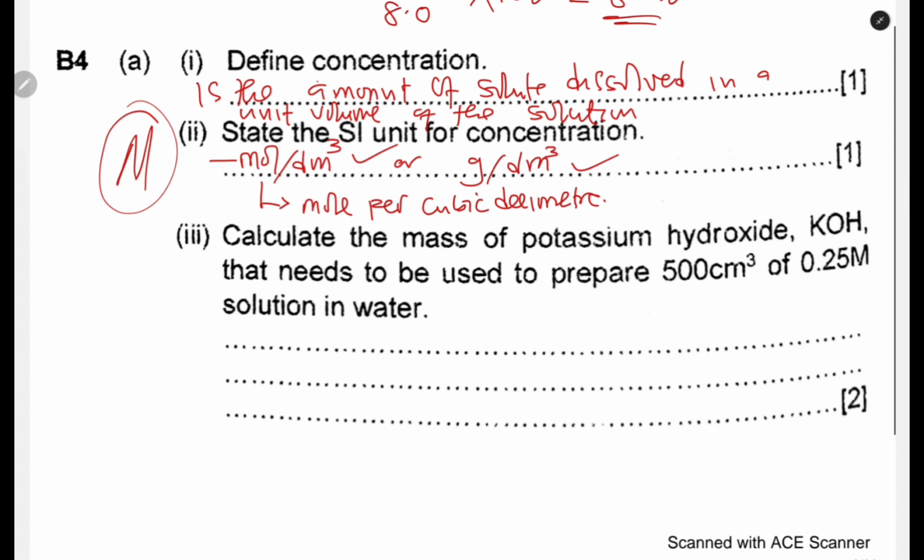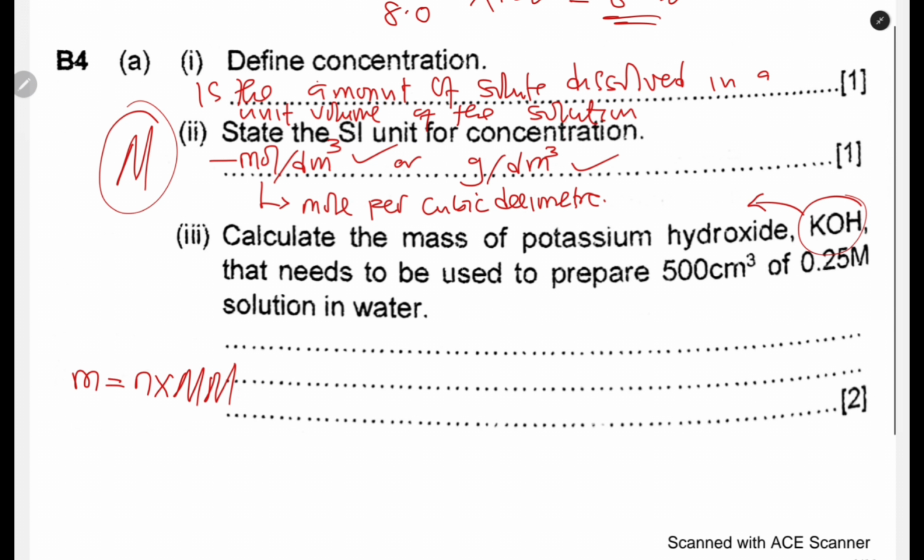So here they are asking us to calculate the mass. So now what are we going to do? To calculate the mass, you know that the formula is mass is equal to number of moles multiplied by molar mass. The molar mass of potassium hydroxide, we can find it. We just add whatever is under potassium hydroxide there.